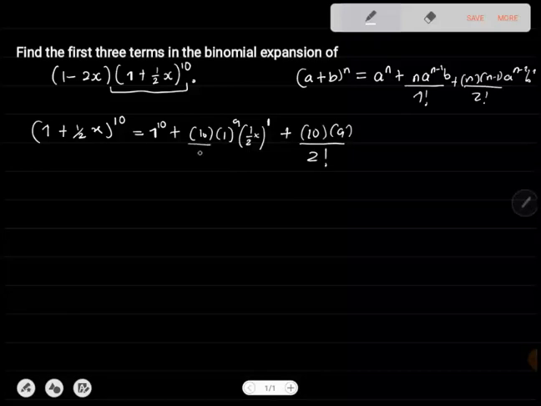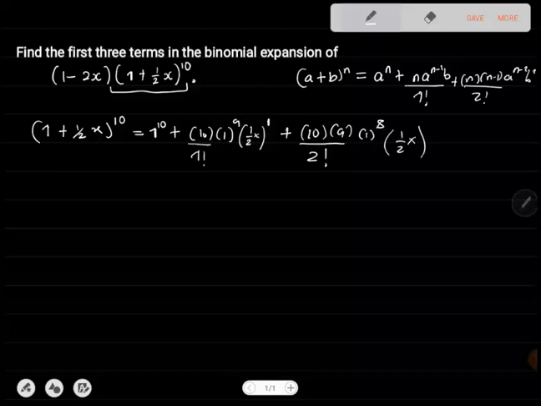Here it's just 1 factorial. If you want, you don't even need to write it because 1 factorial is just 1. Then we are multiplying by a, our a is 1. I will still write it there to the power 8 because it's going to reduce. Then our b is half x, and the power has to increase to the power 2. Now that it has reached there, we have 3 terms. We just have to evaluate those, then multiply by 1 minus 2x.